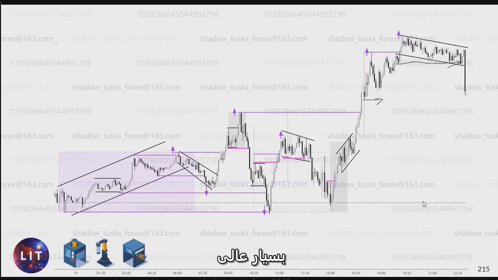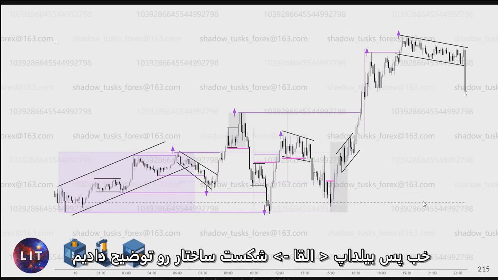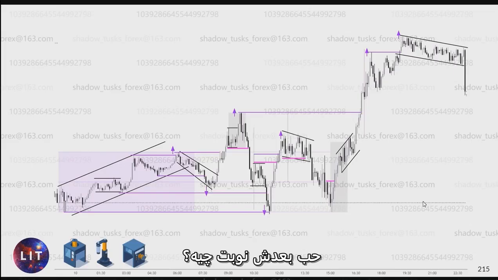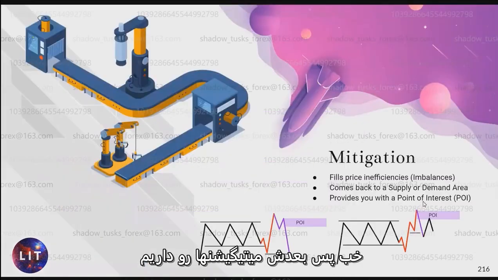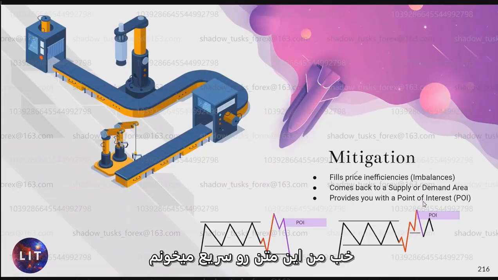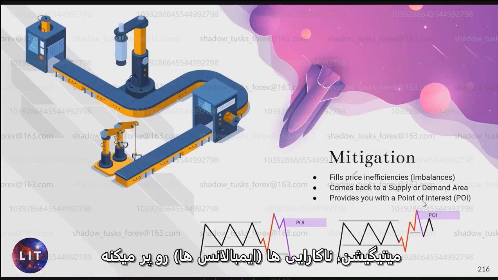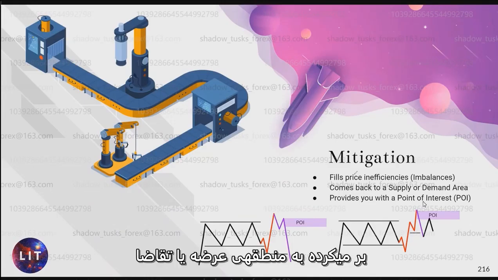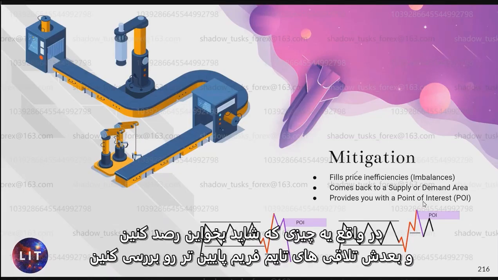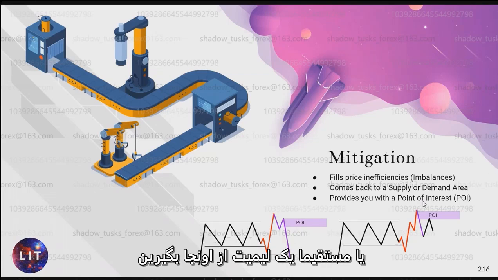All right, perfect. So we've discussed build up, inducement, break of structure. So what's next? Well, what's next is our mitigations. So next up, we have mitigations. So I'll just read this very quickly. Price fills inefficiencies, imbalances, comes back to a supply or demand area and provides you with a point of interest. You know, maybe something that you're either going to monitor and then look at lower time frame confluences, or just take a straight limit off.